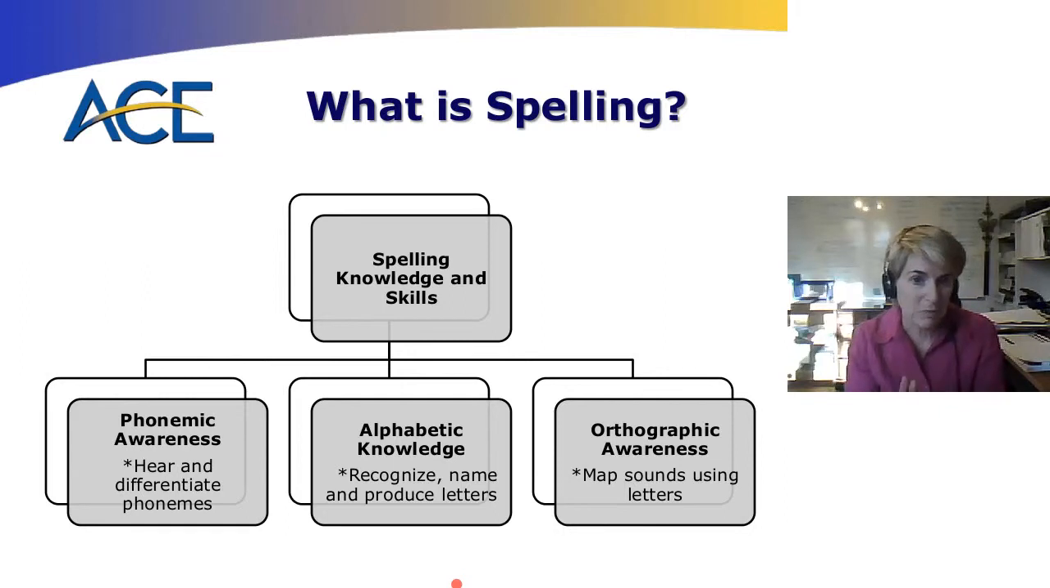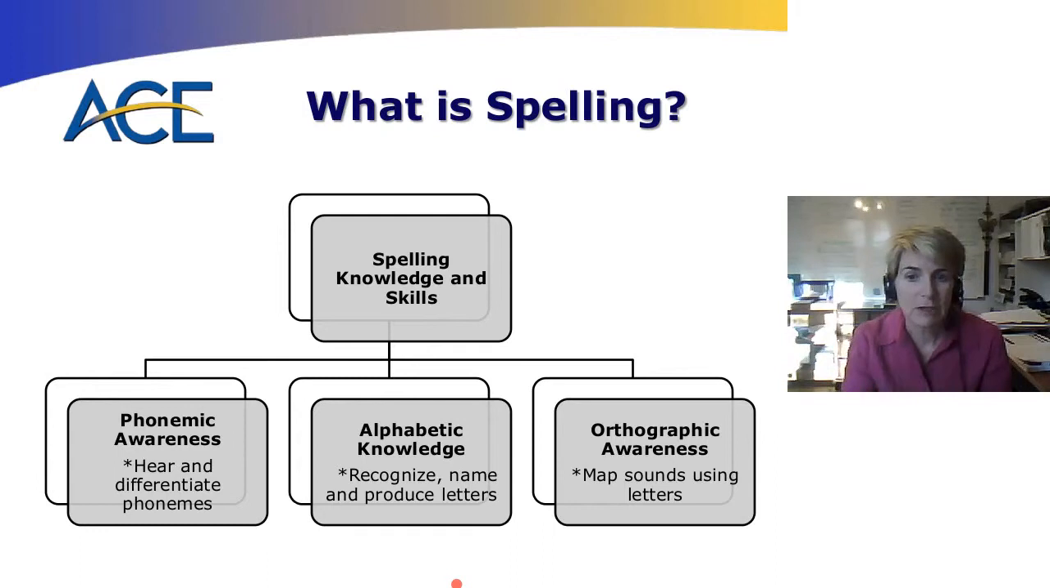Then students need alphabetic knowledge, so they need to recognize, name, and produce letters. And once again, this is a challenge for our students who come from languages with a non-Latin-based alphabet. So students who come from a Chinese language background, Japanese, Korean, Arabic, any of the Slavic languages that use the Cyrillic systems, these students actually need basic alphabetic knowledge.